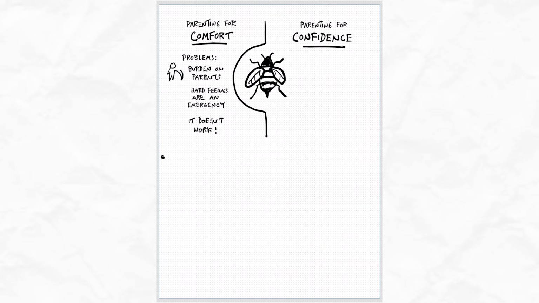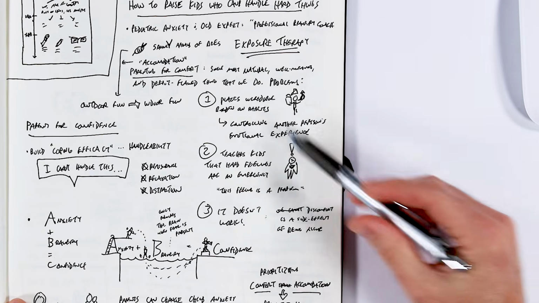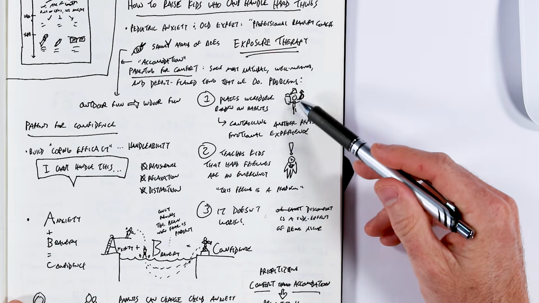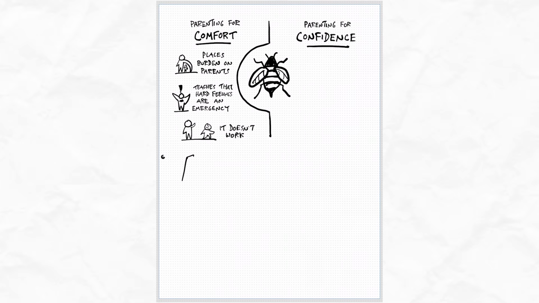With the problems of parenting for comfort, I start just with a numbered list, but then come back and add a little icon for each of those ideas. The second of which was familiar to what I initially sketched out. Not the case for the first and third, which I developed on the iPad here. Then we get to that equation of anxiety plus bravery equals confidence.